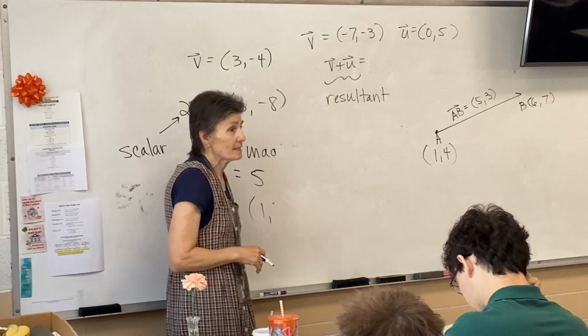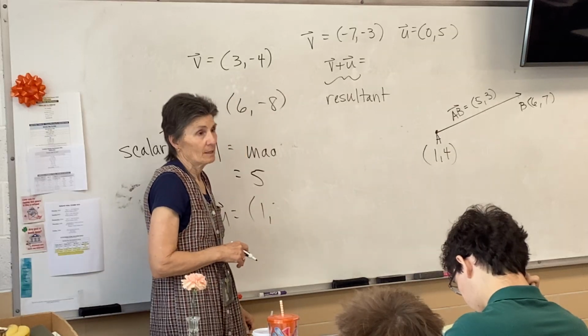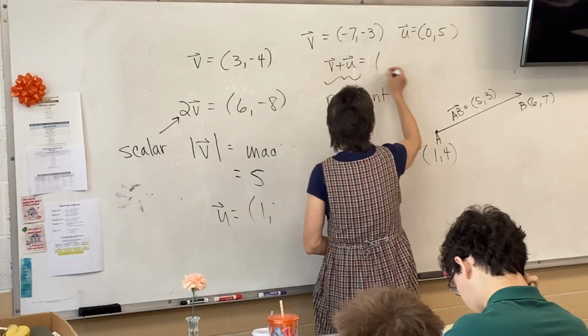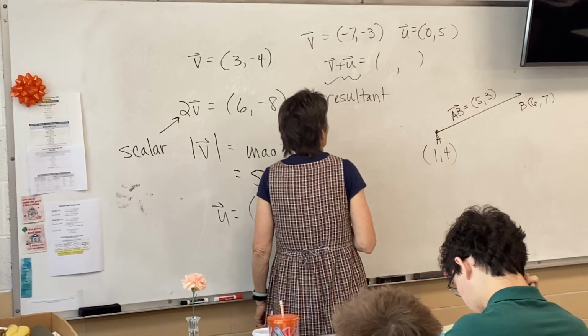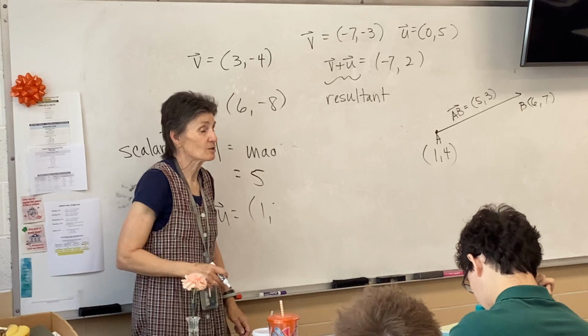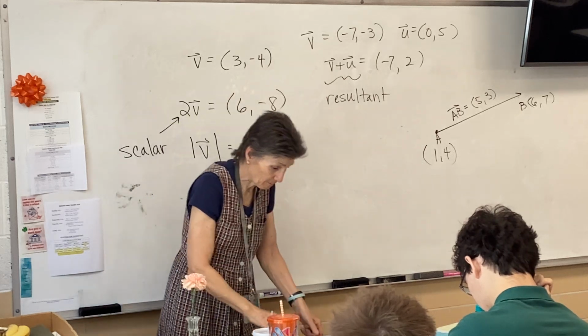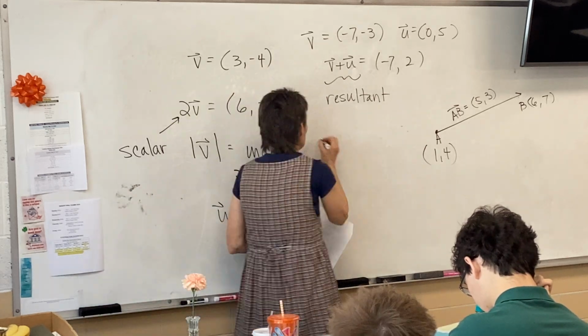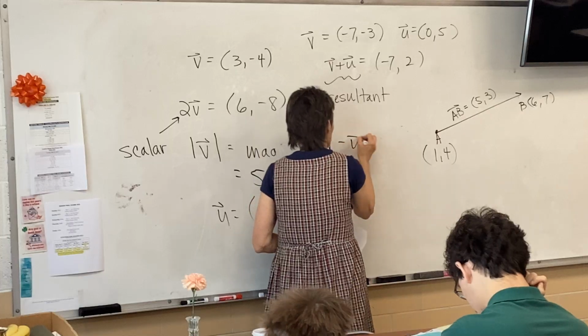Now, any idea? Take a wild guess and you'll be right. What do you think the sum of these is? It's another vector. What do you think? Negative 7, 2. Yep. You geniuses are exactly right. That's all there is to it. Just add them together. How about 2v minus u?